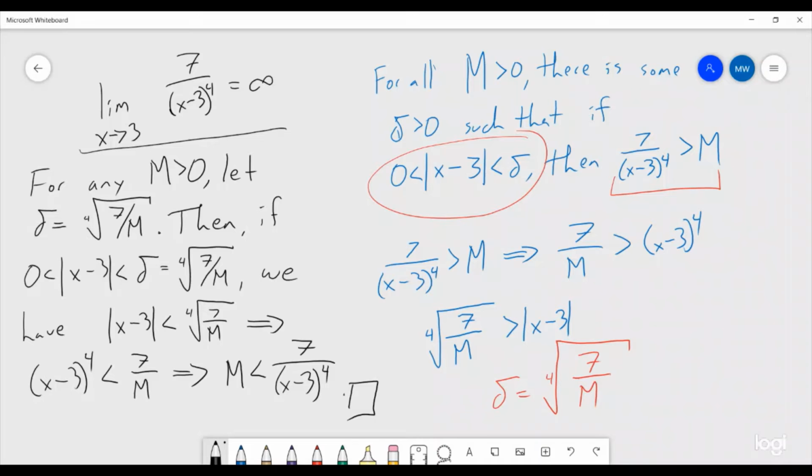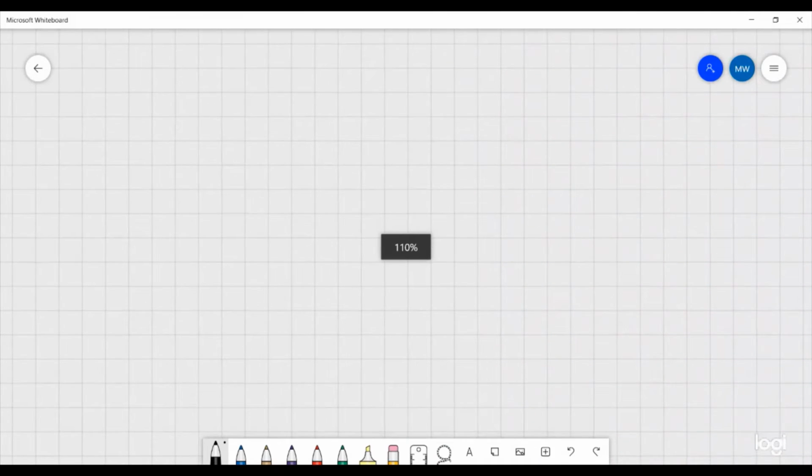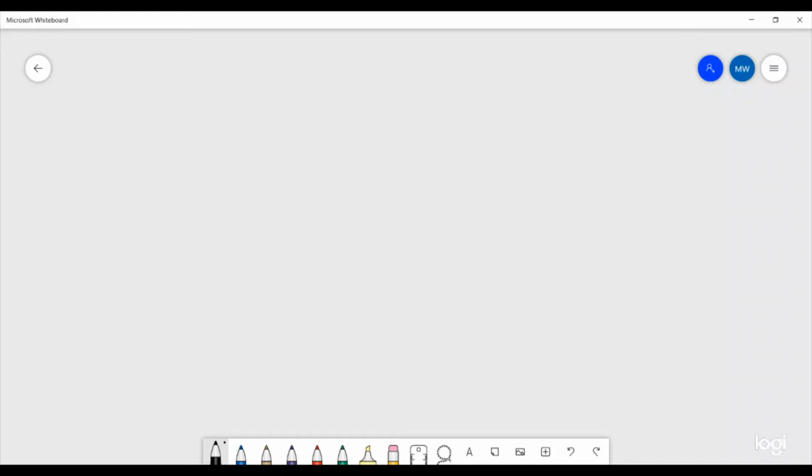Let's do one more problem together. Let's say that we are trying to show that the limit as x goes to negative 2 from the left of 1 over x plus 2 is equal to negative infinity.